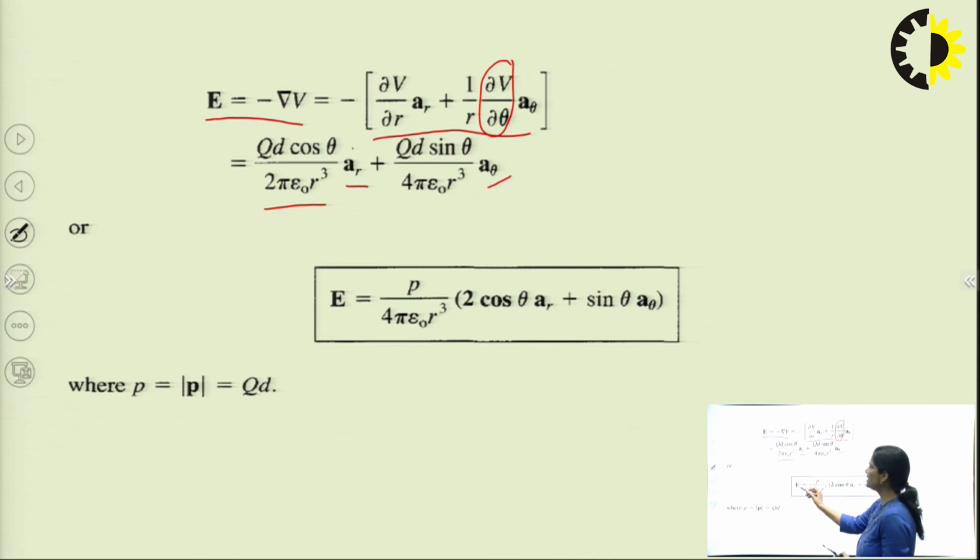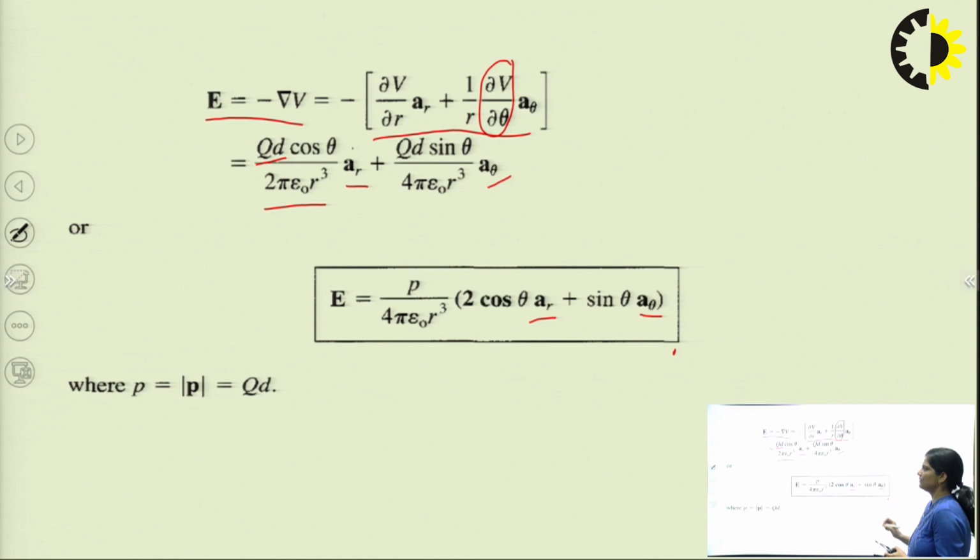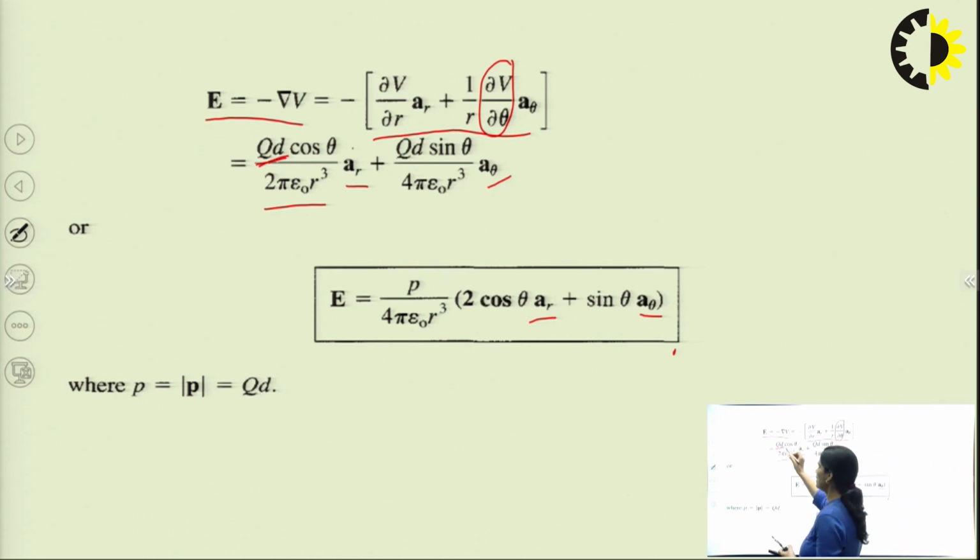So finally you will get this equation: E is equal to P upon 4 pi epsilon naught R cube times (2 cos theta unit vector of R plus sin theta unit vector of theta), where you are putting the value of QD equal to P. So this is the final equation when you put the dipole moment QD equal to P. Put this value and you will get this electric field.